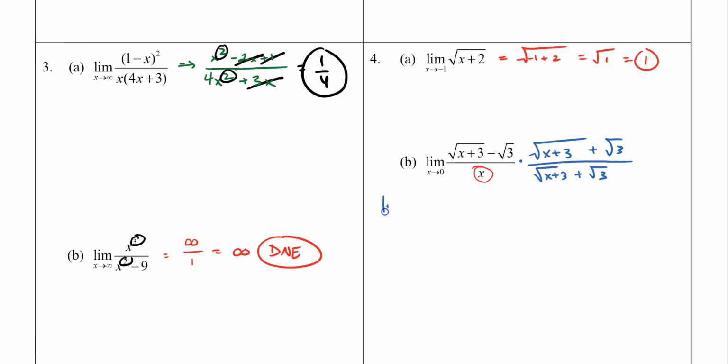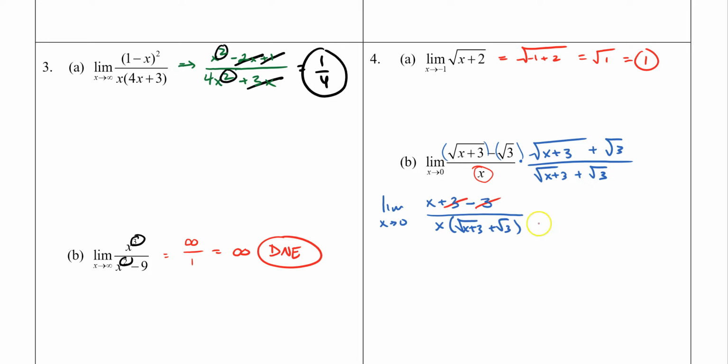We know that when we do that, the numerator is just squaring these two terms separately. So I end up with x plus 3, because radical x plus 3 times radical x plus 3 is x plus 3, minus radical 3 times radical 3, which is 3, all over x times radical x plus 3 plus radical 3.